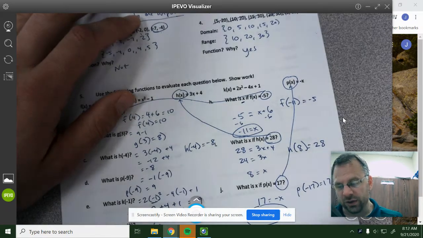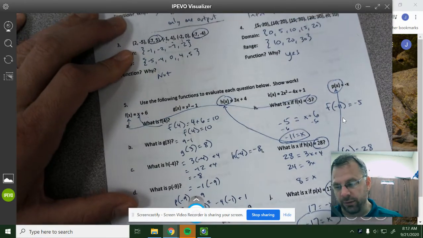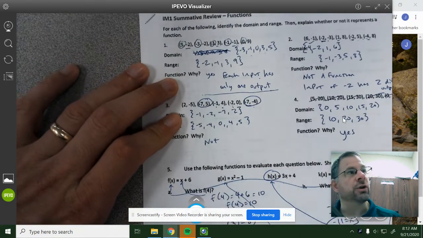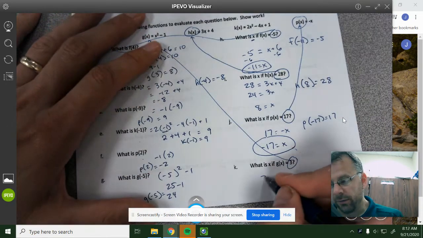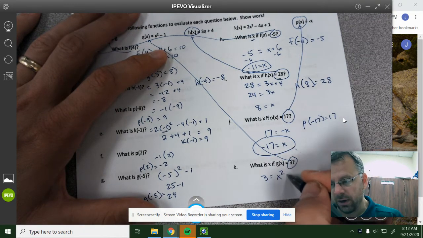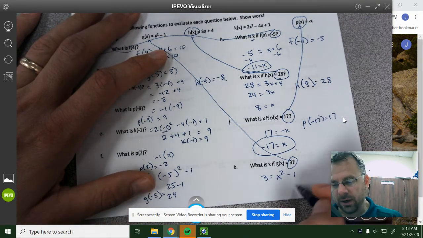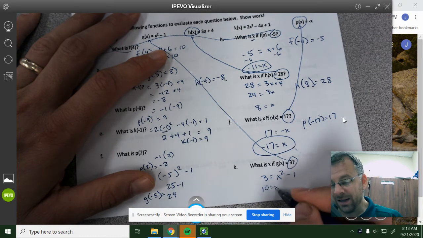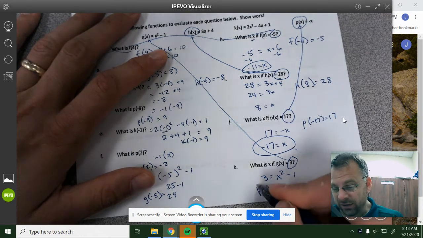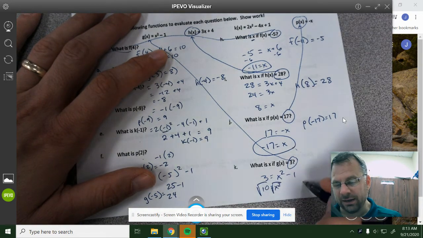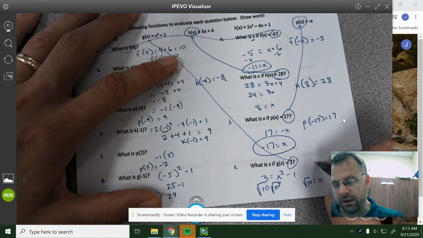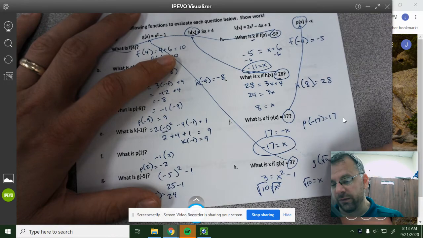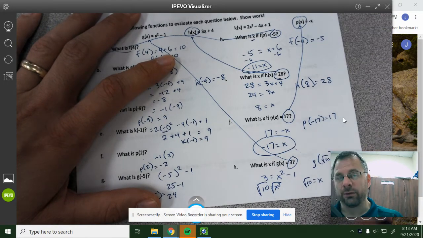What is x if g of x is 3? So I'll put 3 in all the way up here for g of x. We'll come all the way down here. And we got 3 is equal to x squared minus 1. I'm going to add 1 to both sides. And I get x squared is 10. So I'll take the square root of both sides, and I can leave that as just square root of 10, that's okay. So I know that g of square root of 10 is equal to 3.